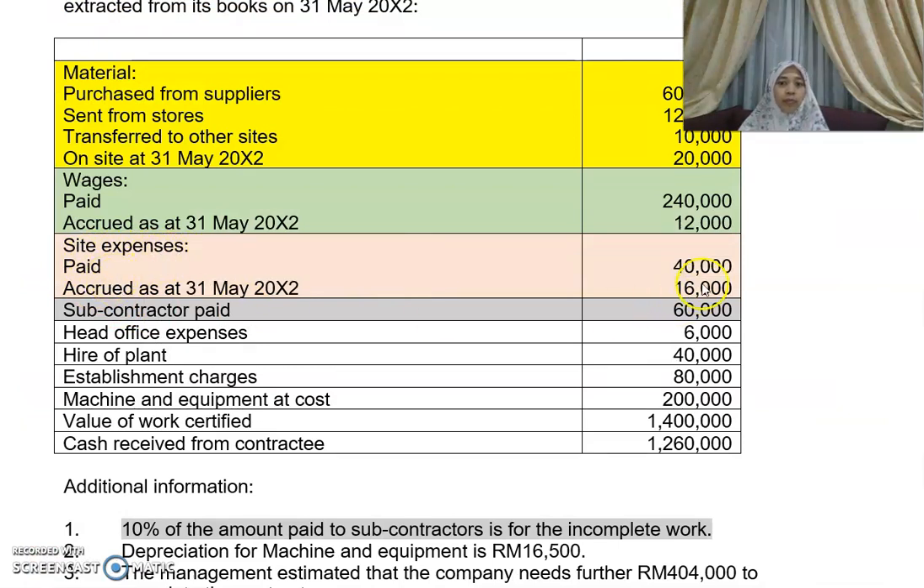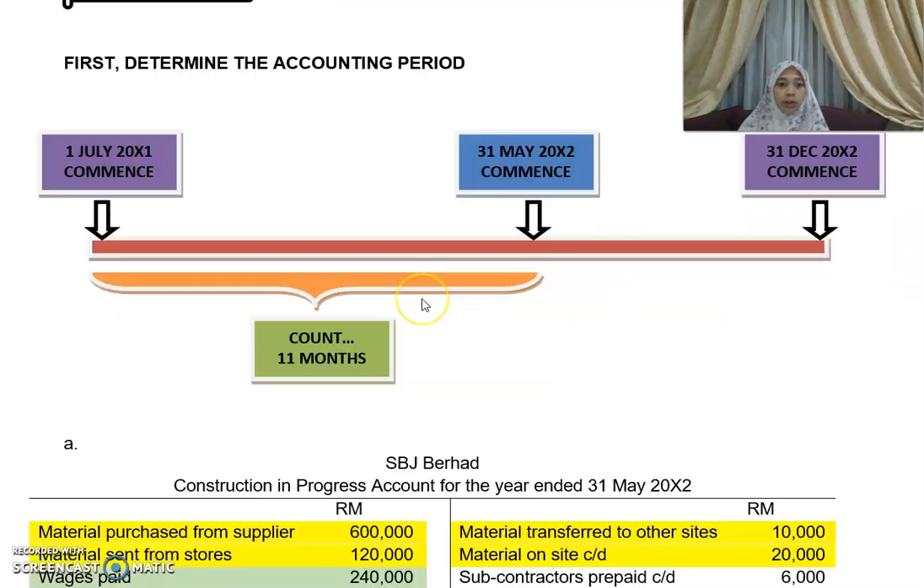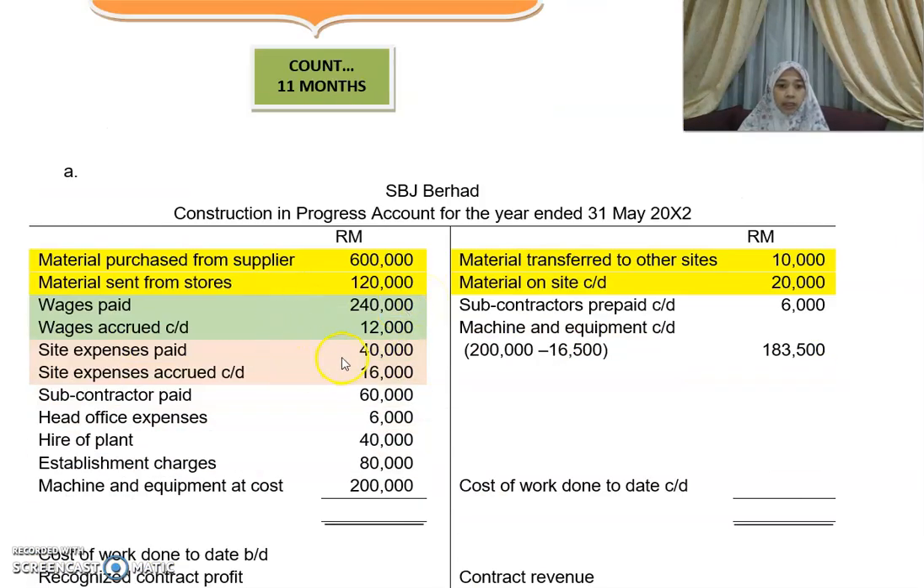Next, you look at the third item here, that is your site expenses. Again, you have paid 40,000, you have accrued site expenses of 16,000. The same treatment as your wages just now. So site expenses will be debited with 40 and another accrued amount with 16. You have to debit your construction in progress account here. Okay, you do the rest of it.